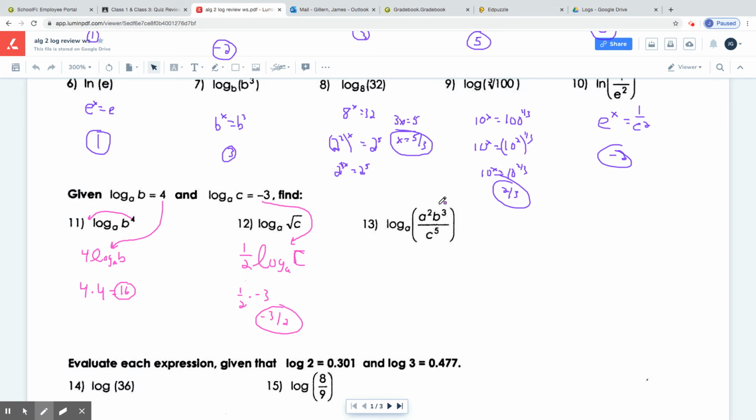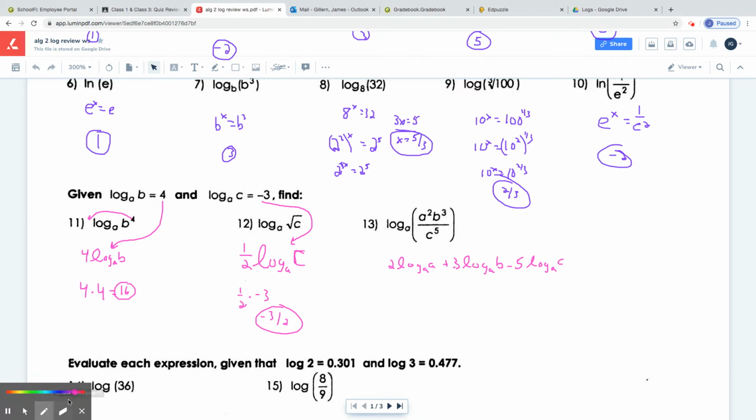Okay. This one we can expand a little bit more. Anything up top is positive, anything at the bottom gets a negative. Exponents go up front. So it's 2 log base a of a plus 3 log base a of b minus 5 log base a of c.